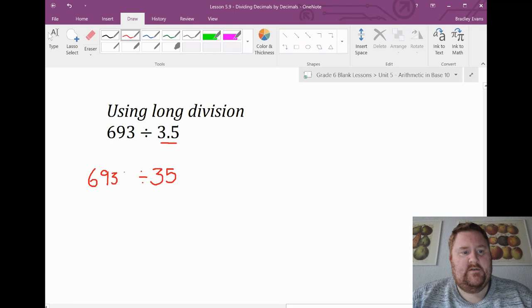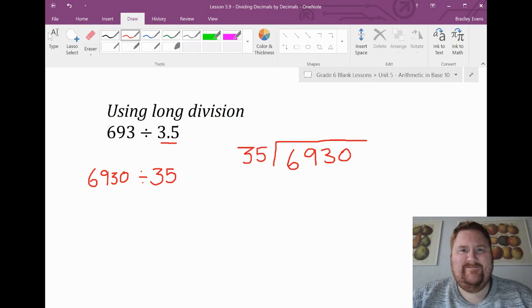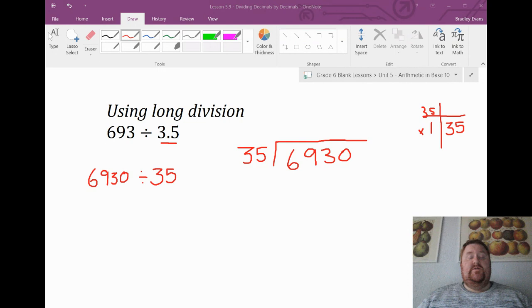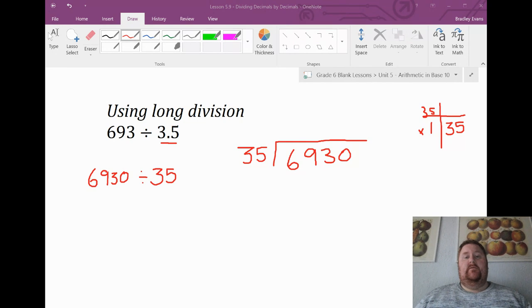6,930, because I also have to multiply both of those by 10. So now I have a relatively simple long division, 6,930 divided by 35. Pause and try. Okay, so 35 isn't really in our times tables, so we need to do a little bit of side work to understand how many times 35 can go into our digits here.